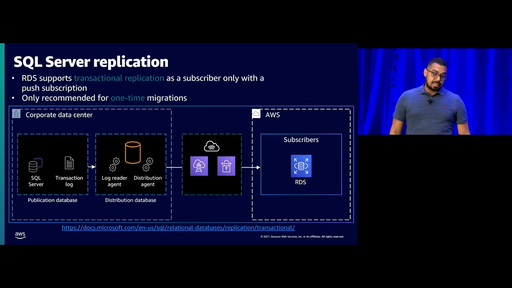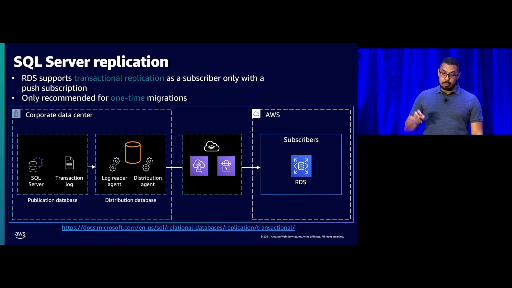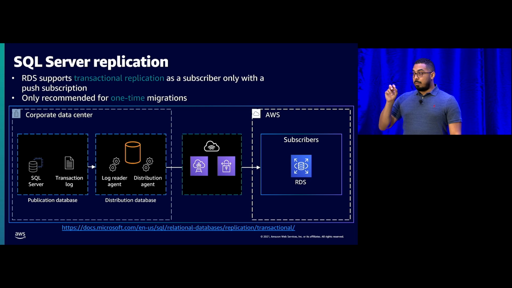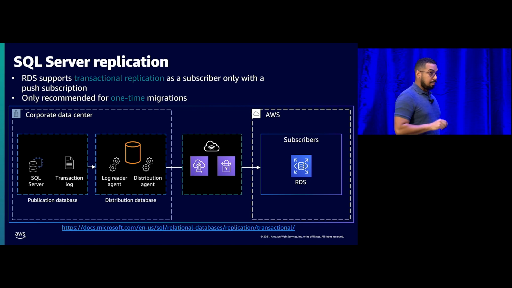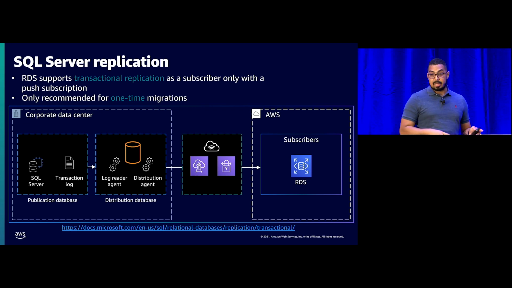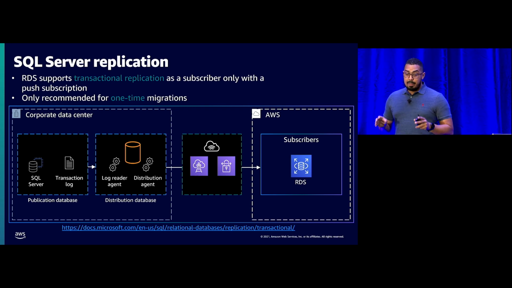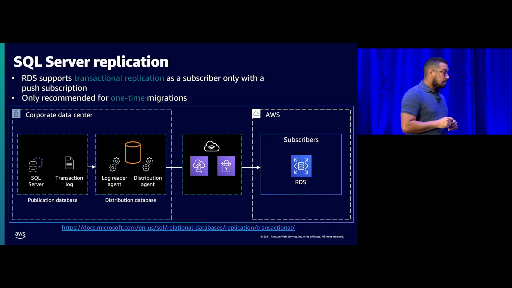SQL Server replication is another option for you. What I really want to highlight here is that first bullet point. That's really important. SQL with RDS only supports transactional replication as a subscriber only with a push subscription. If you're wondering what that is, I do have a link that points to a Microsoft doc that gives you all the information on that. But that is the only way that you're able to do this within Amazon RDS.